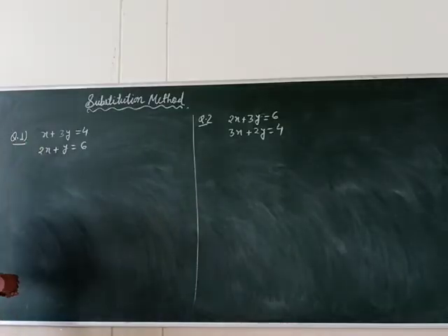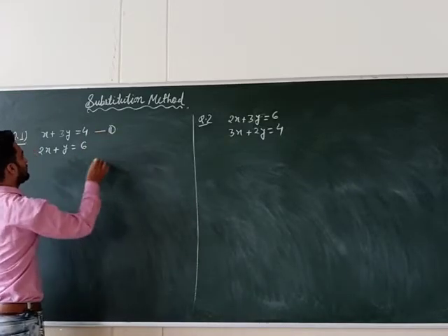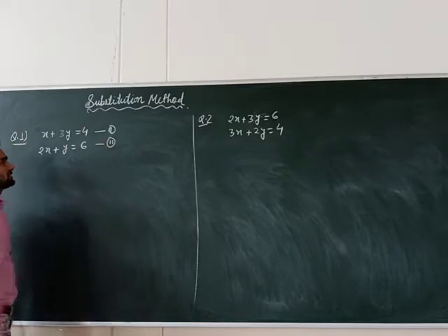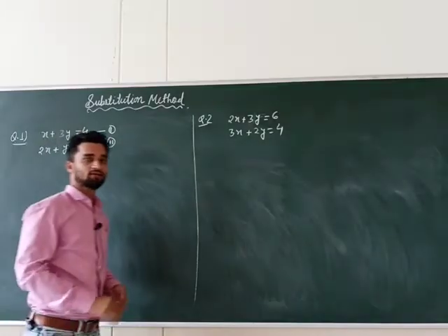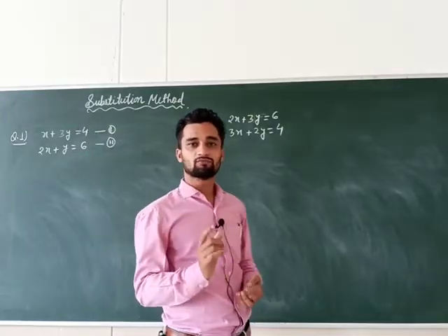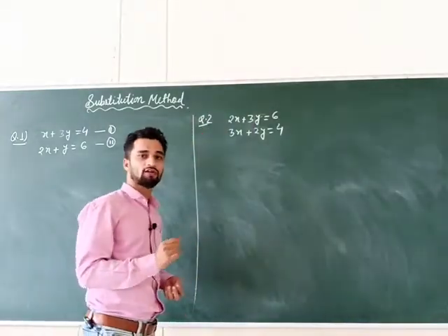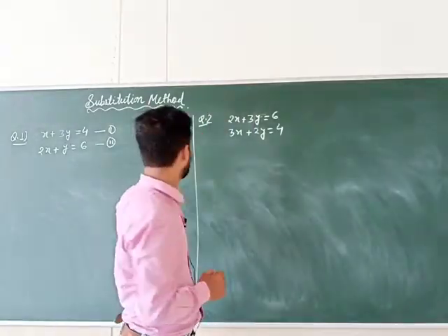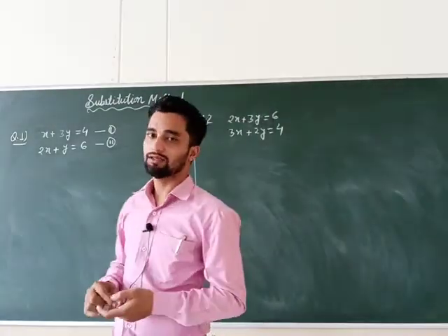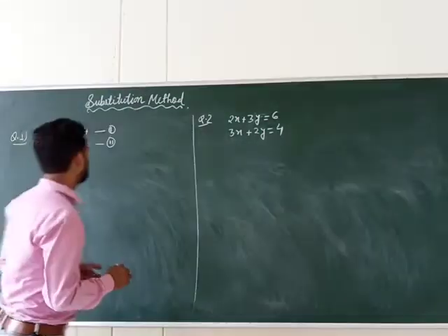Here x plus 3y is equal to 4, this is your first equation, and 2x plus y is equal to 6, this is your second equation. In this method we have to find the value of one variable in terms of the other variable, and then put the value of that variable in one of the equations for finding the value of the second variable. So let us see how to solve.